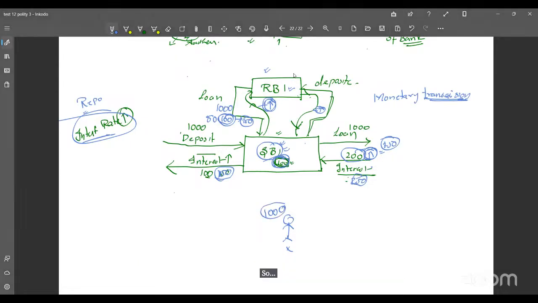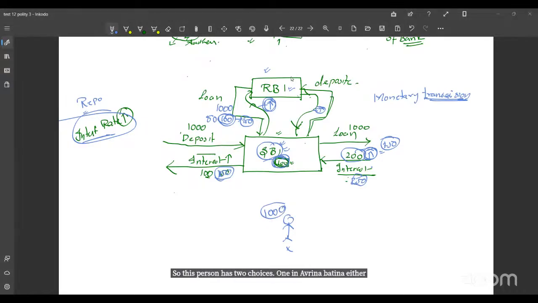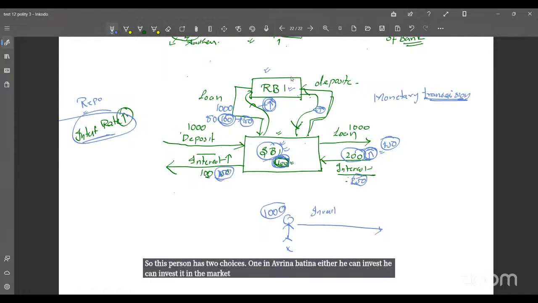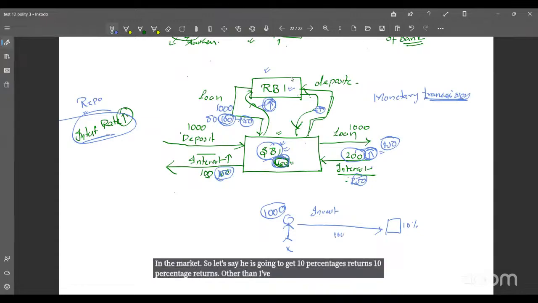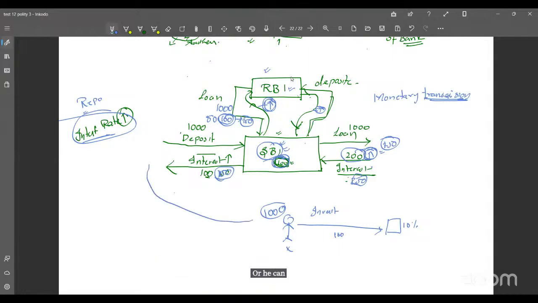So let's say this person has 100 rupees in his hand. He has two choices. One என்ன அப்படின்னு பார்த்தீங்கன்னா, either he can invest it in the market. So let's say he is going to get 10% as returns. 10% returns கிடைக்கும். அதாவது என்ன அப்படின்னு பார்த்தீங்கன்னா, he will get 10 rupees as returns. Or he can deposit it in the bank. So this is choice number one and this is choice number two.